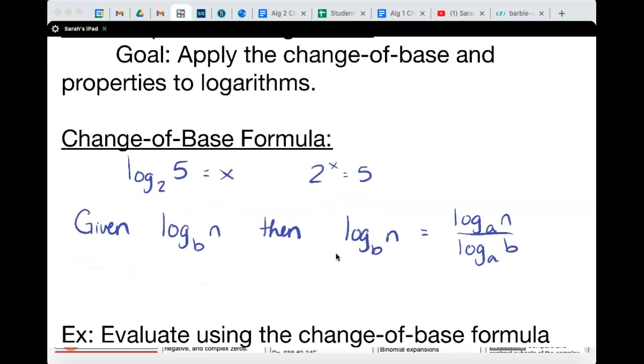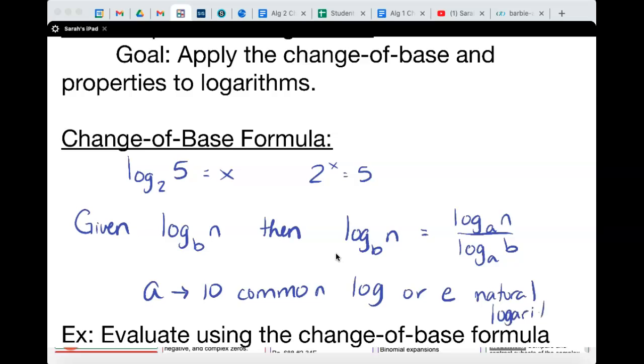That a value most of the time will be 10, so that you have a common logarithm, or it will be e for a natural logarithm. Basically, we want to write it with log base 10 or log base e because we have those buttons on our calculator that we can actually type in and approximate. If I did log base 2 or something, that's not very helpful. So a for those purposes will be 10 or e.